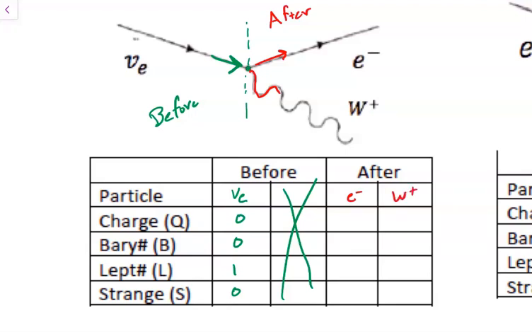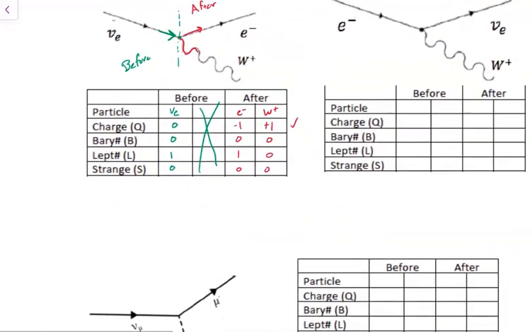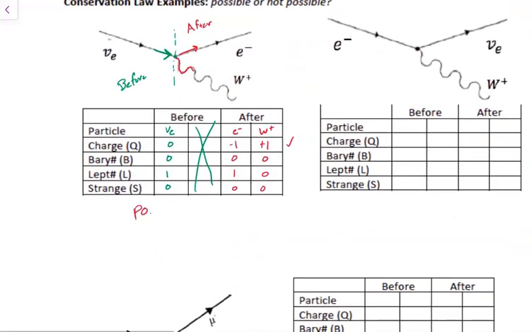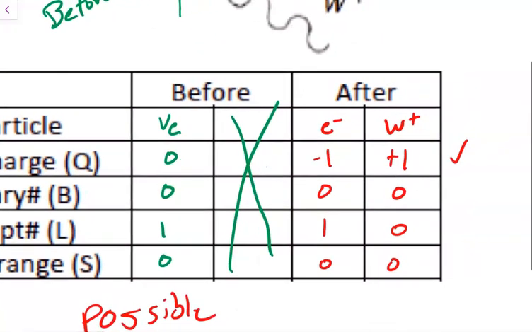Our charge for our electron is -1, W plus is +1. They're not baryons. We have a +1 lepton number and 0 for our W plus, and then there's no strangeness. And so yes, this is possible, because this is equal to 0, 0, 0, 0, 1, 1, 0, 0, 0, 0, so this is possible.